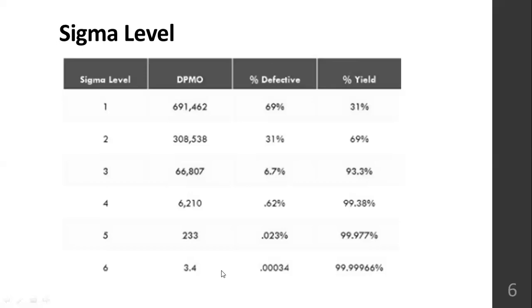Where is 10 lakh and where is 3.4? 10 lakh people you met, 10 lakh cases were given service, but only 3.4 cases faced quality issues. So that is the Six Sigma level of quality. Okay. Is it clear now what is Six Sigma?